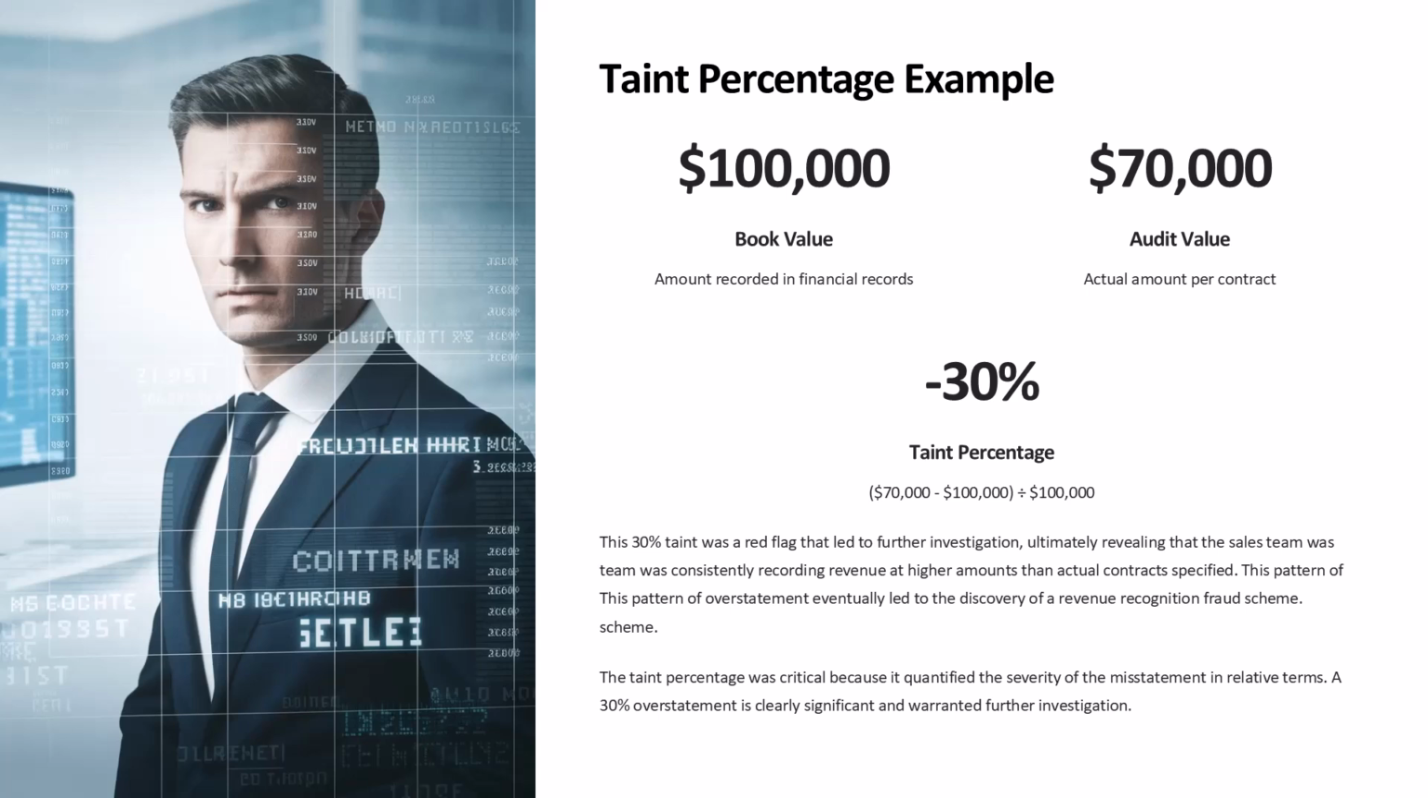This case demonstrates why taint percentages are so important in audit sampling evaluation. They normalize errors relative to the size of the items containing them, allowing auditors to identify significant misstatements regardless of the absolute dollar amount. This proportional approach aligns with the concept of materiality, which is also typically defined as a percentage of a relevant financial metric rather than an absolute amount.